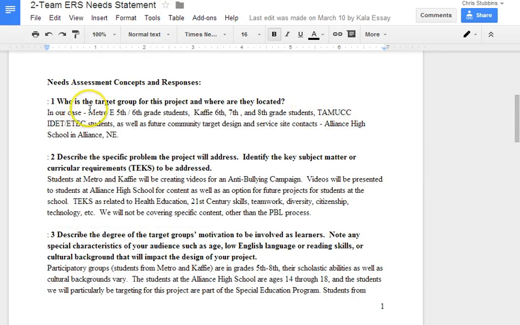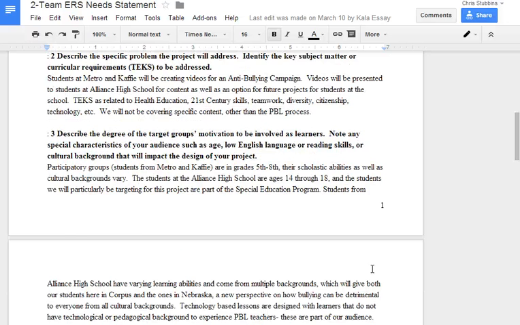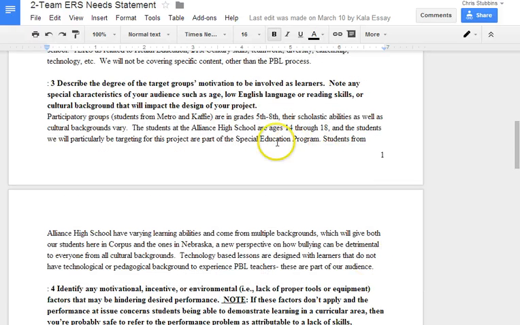The team thought about who their target group for this project was and where they were located. They described the specific problem that the project would address. They identified the key subject matter or curricular requirements. They thought about the target group's motivation. They also thought about any special characteristics.